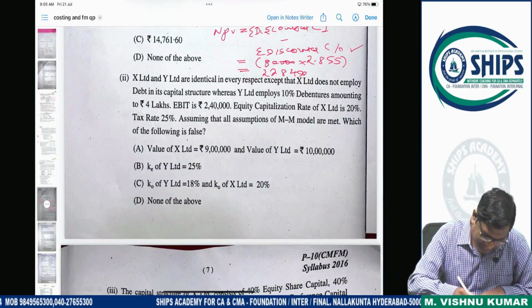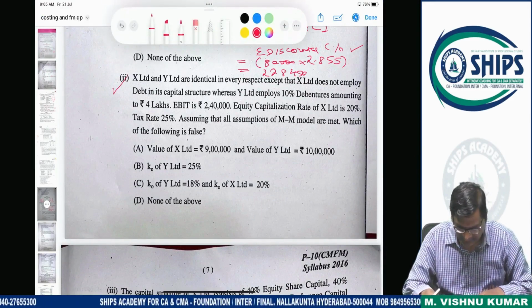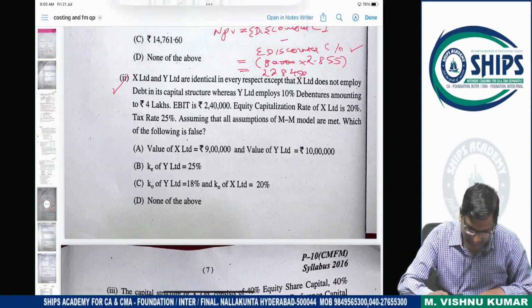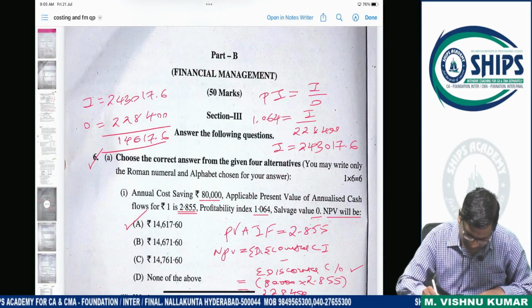Now question number 2. Actually, this question is not fair. In my opinion, this question is not fair. The reason is the marks point of view. Here the institute is giving how many marks? 1 mark.